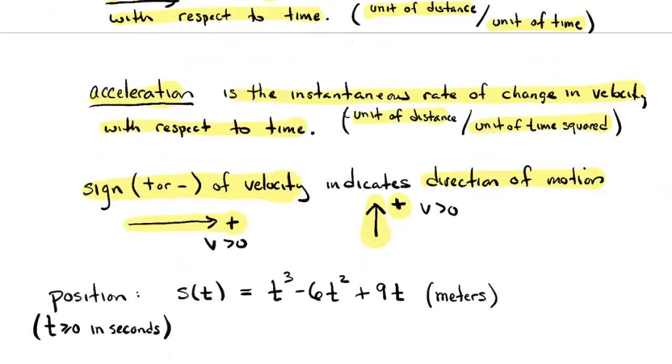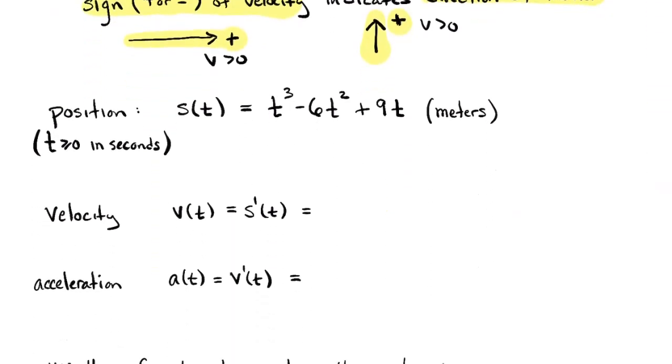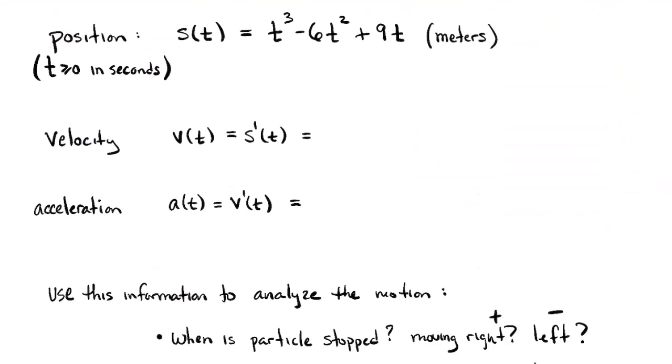Okay, let's look at a specific example. So I took this position function from your text. It's a cubic polynomial, s of t. And let's go ahead, just for some context, say it's the motion of a particle along a line. We're measuring time in seconds. This is a typical convention: we'll just say time has to be greater than or equal to 0, even though the domain of this function is all real numbers. But we'll say time starts when we hit our stopwatch, greater than or equal to 0. We're measuring it in seconds, and let's say we're measuring this distance in meters.